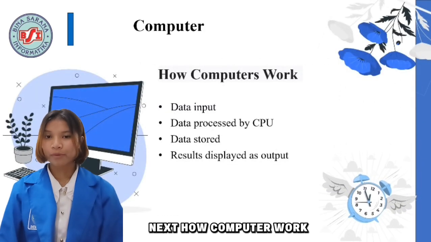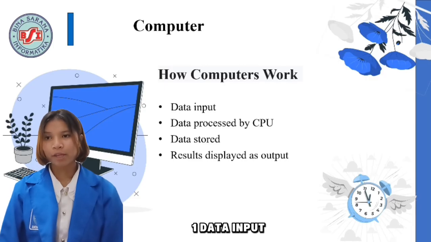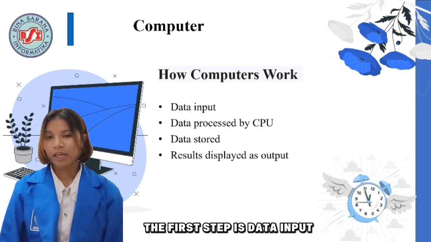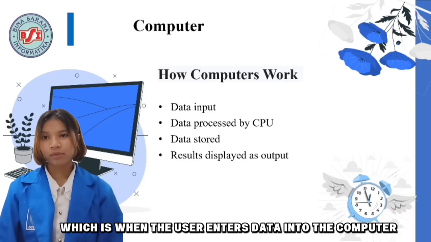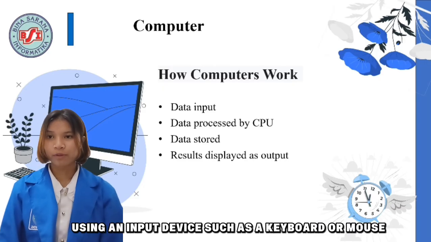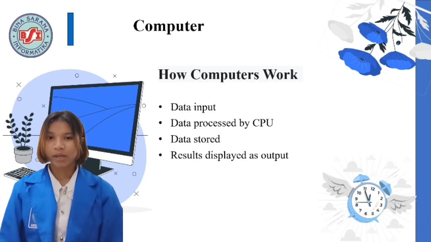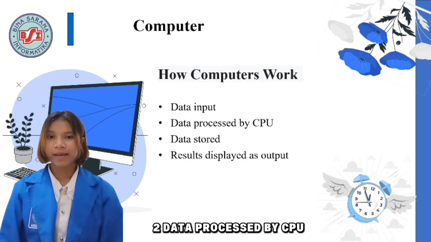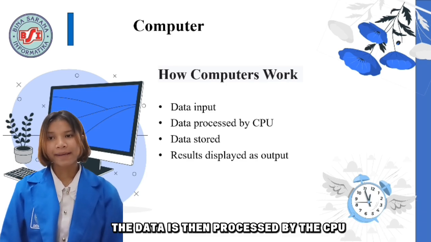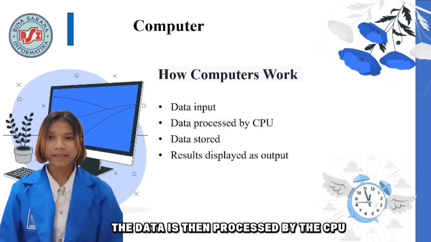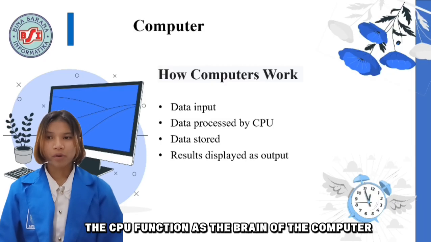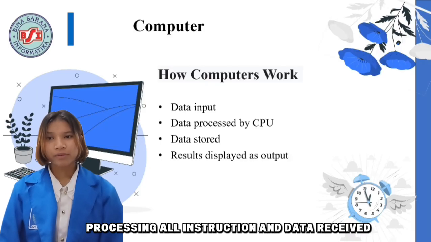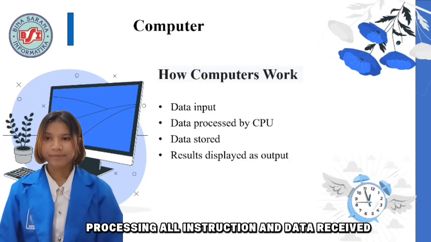Next, how a computer works. 1. Data input. The first step is data input, which is when the user enters data into the computer using an input device such as a keyboard or mouse. 2. Data processed by CPU. The data is then processed by the CPU. The CPU functions as the brain of the computer, processing all instructions and data received.